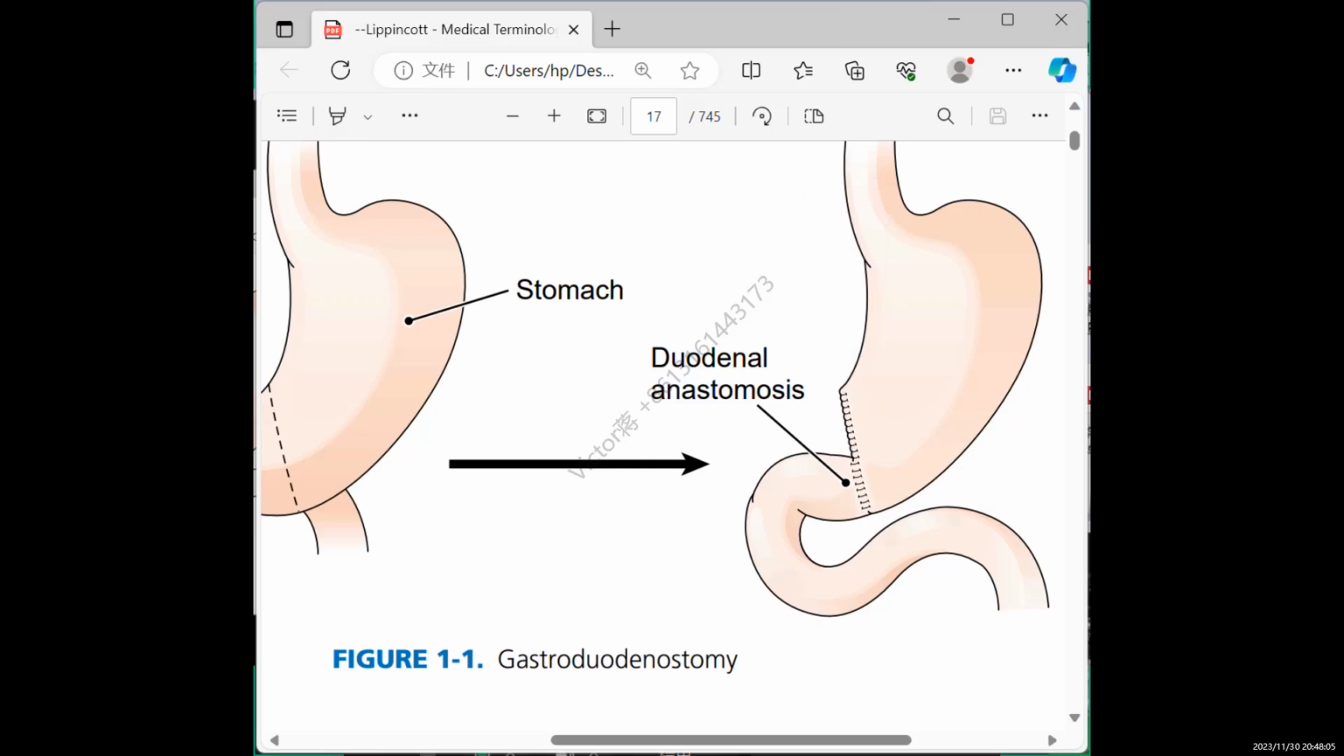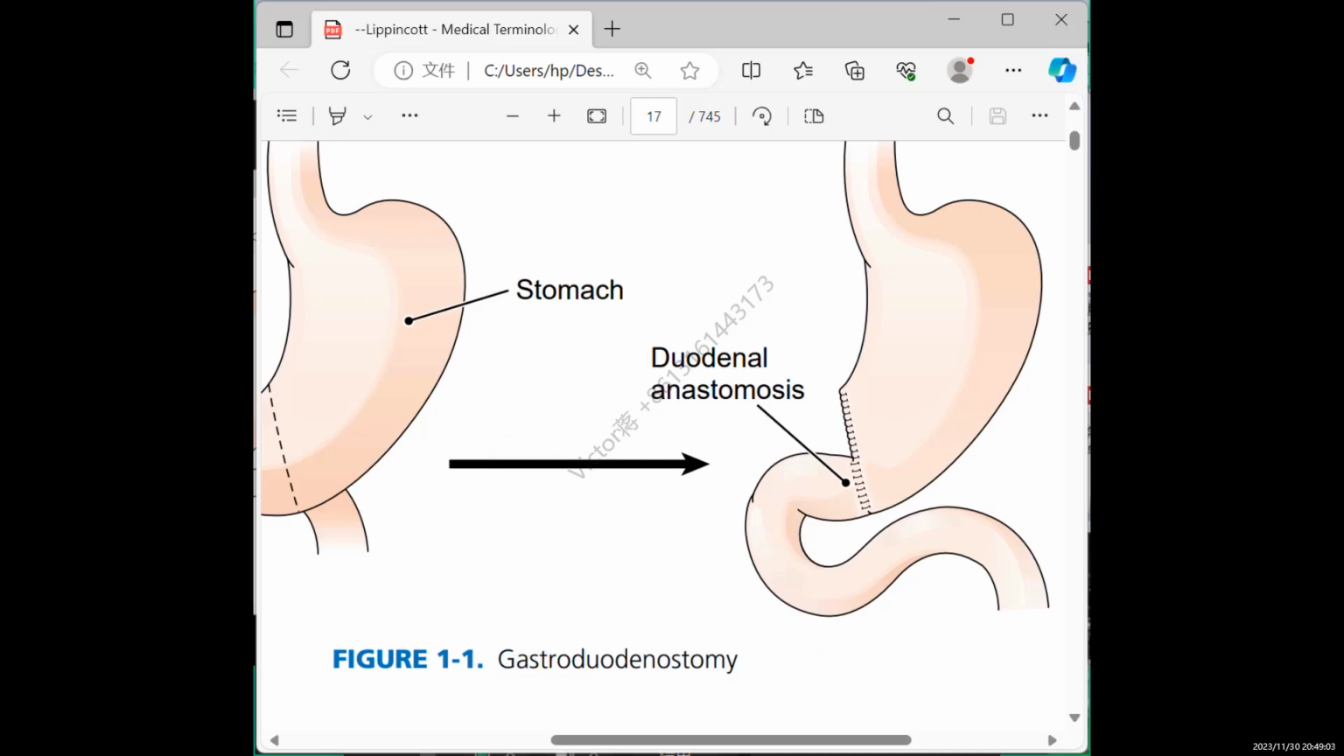So here, duodenal anastomosis means the duodenum connected with the lower part of the stomach after the pylorus part of the stomach has been cut away. So the cutting procedure is called gastroduodenostomy. So you can see how many letters are in this word, 18 letters in this compound word, gastroduodenostomy. But actually, this word can be separated into three parts, right?